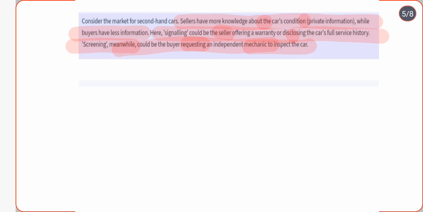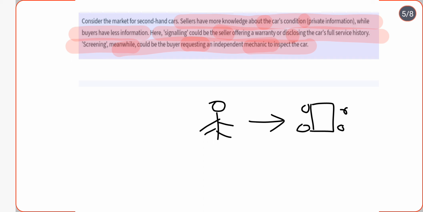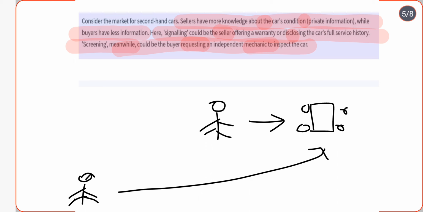Now, I have a car. If I want to sell this car, one buyer comes and he wants to take the car. Suppose my car is very good. How can I signal to the buyer that my car is good enough, that you can obviously take it? How should I give this signal?